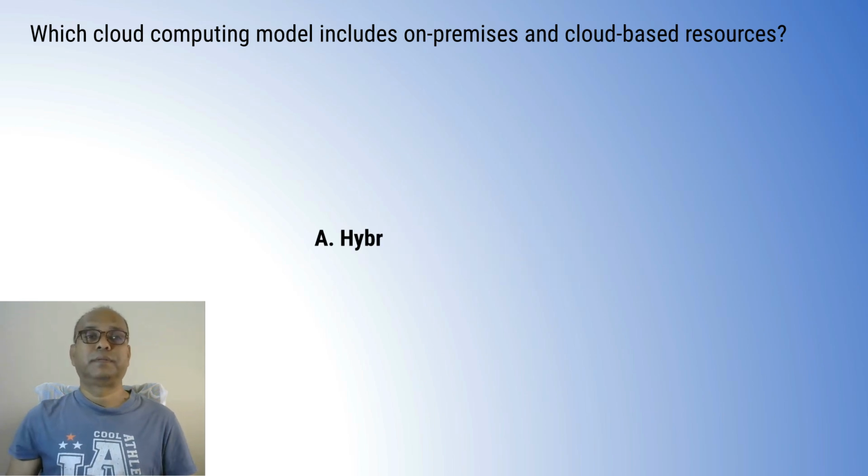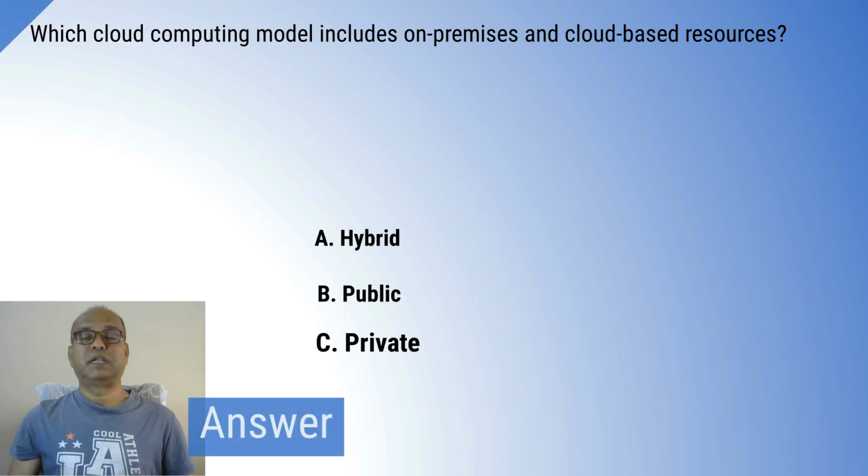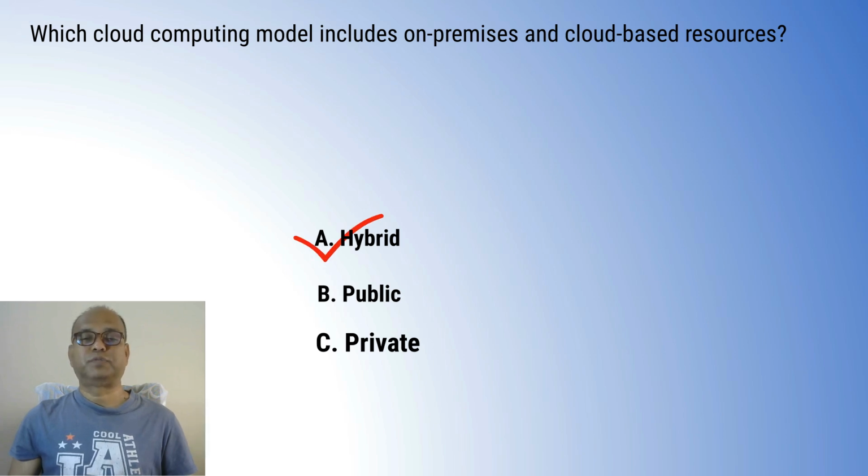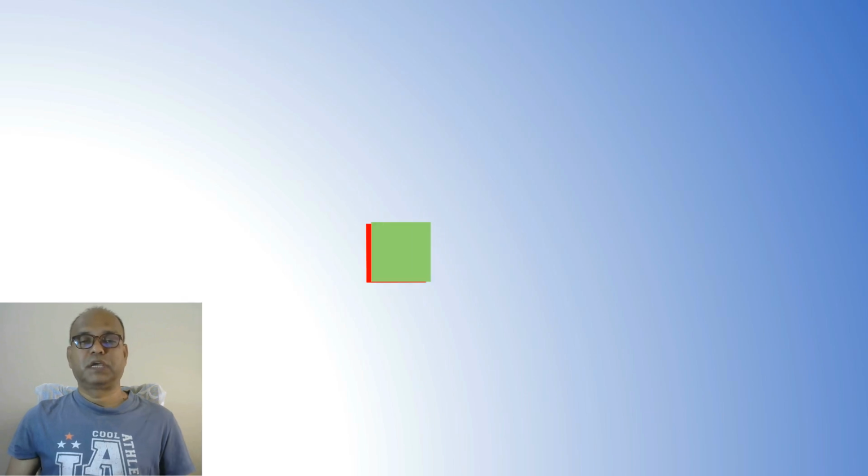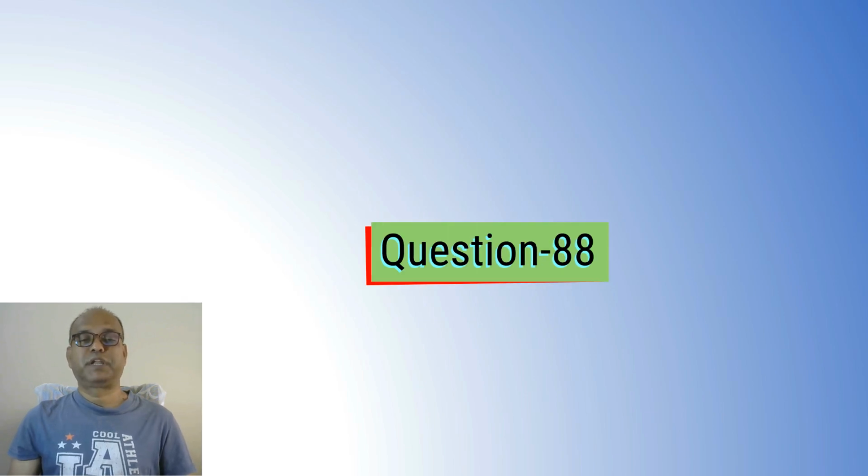Option A, hybrid. Option B, public. Option C, private. Answer: as you know, the hybrid cloud model is the combination of on-premises and cloud-based resources. The correct answer is option A. Next question. Question number 88.